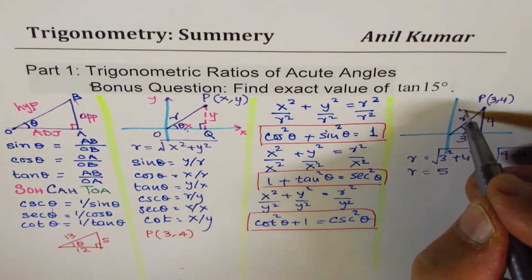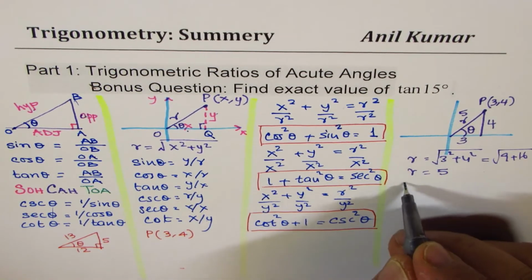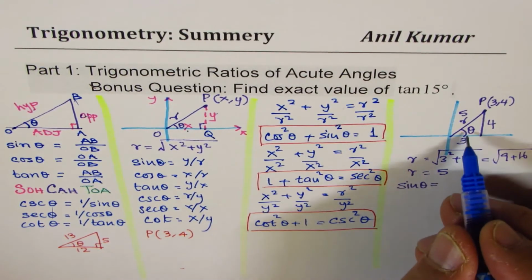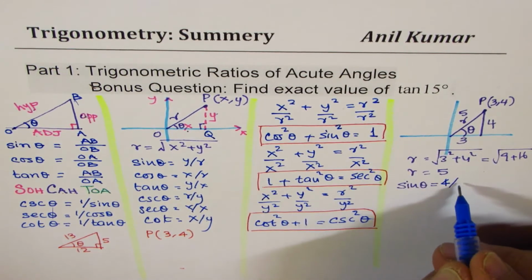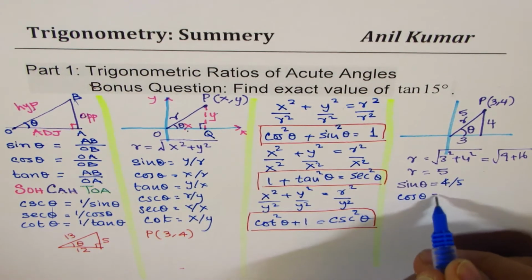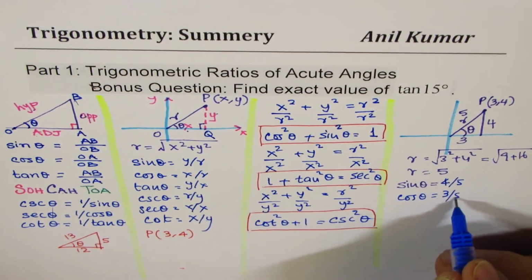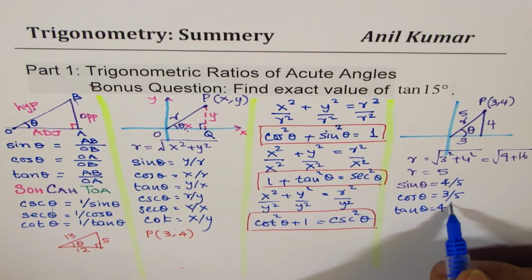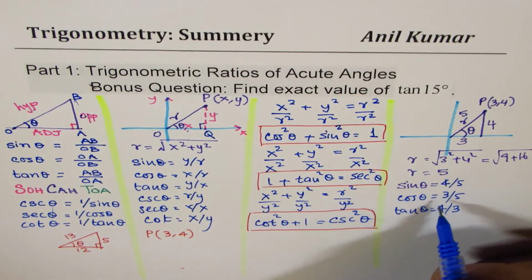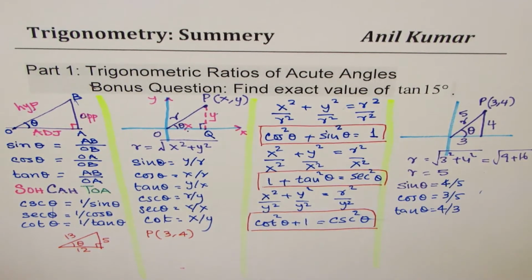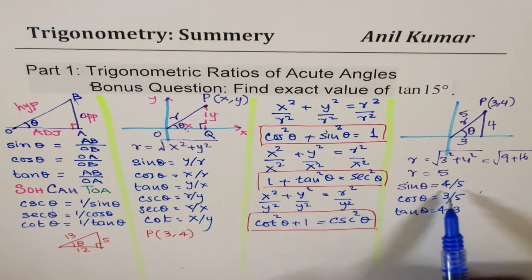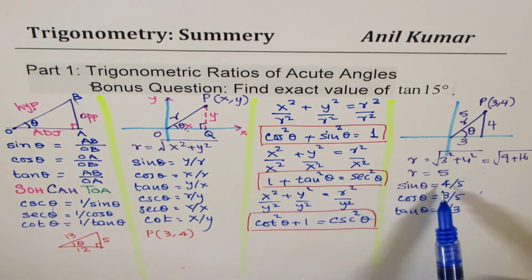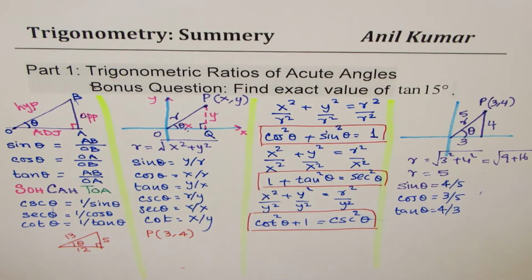Since r is equal to 5 units, we can write that sine theta is 4 over 5. Cos theta is 3 over 5. Tan theta is 4 over 3. And for the reciprocals of these, you could just flip them and write those values. Now as an exercise, what you can do is verify these results. Are they always true? Using these points. So that could be an exercise.